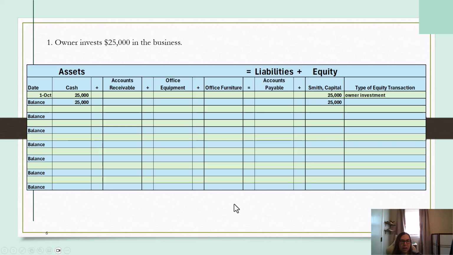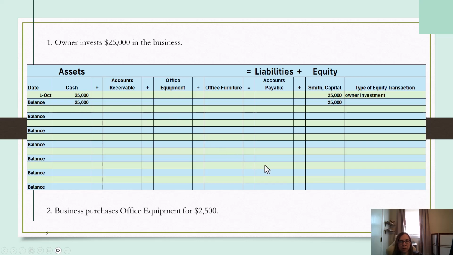Okay, let's go to the next example. The business purchases office equipment for $2,500. So they're adding $2,500 of office equipment to the business. And it doesn't say they paid cash, but you would have to assume that because it doesn't give you any indication of any debt or any note payable or anything like that.